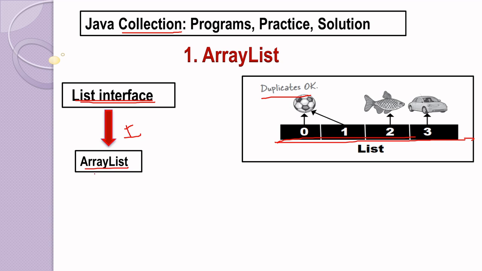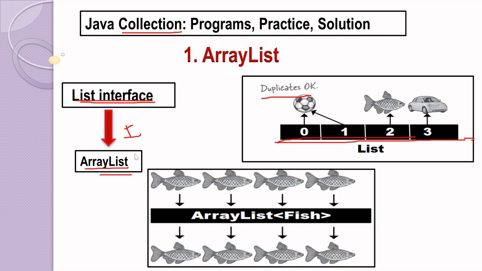ArrayList is the implementation class of the List interface, and ArrayList supports random access. So when our primary operation is retrieval, we should go for ArrayList. And ArrayList supports generics. That means when we declare a specific type of ArrayList, for example a Fish type ArrayList, then we add only Fish objects in this ArrayList. So ArrayList supports generics.